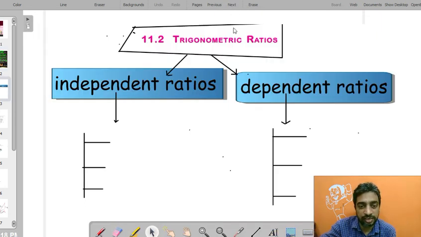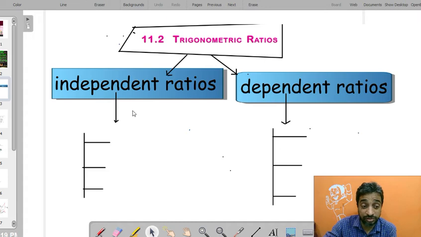Today's topic is trigonometric ratios. Already we have discussed what trigonometry is and from where the word is derived, the three Greek words. Now today, we'll discuss the most important formulas which are helpful in trigonometry. In that, the first one is trigonometric ratios.